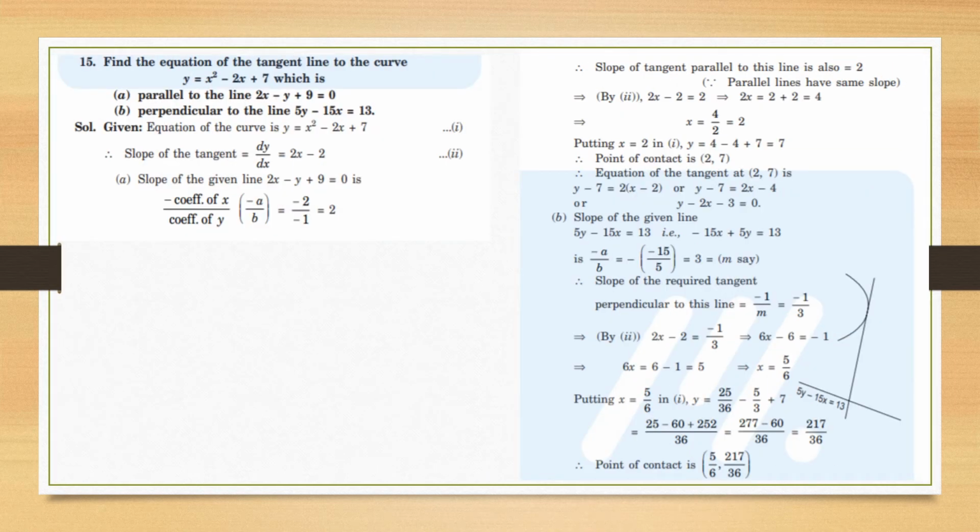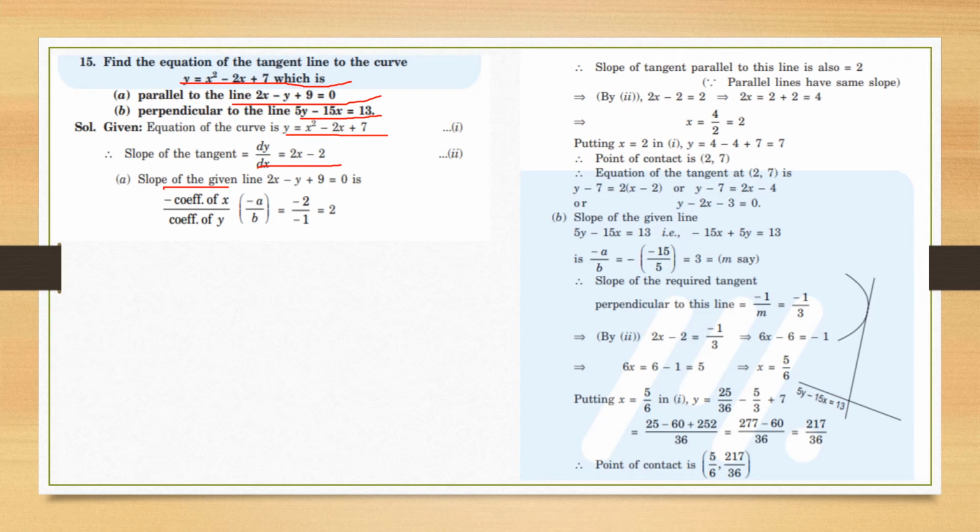Number 15 is find the equation of tangent line to the curve. This is the curve which is perpendicular to the line 5y minus 15x equal to 13 in the second case and parallel to this line. So again, you know the connection between the parallel and perpendicular lines. The slopes of parallel lines are same and the product of slopes of perpendicular lines is minus 1. So again start with the curve, the derivative, slope of tangent 2x minus 2.